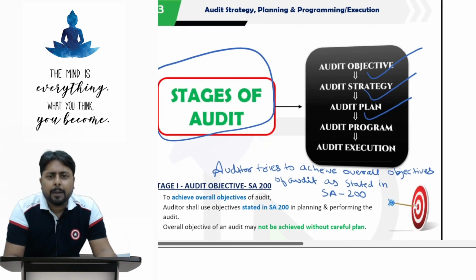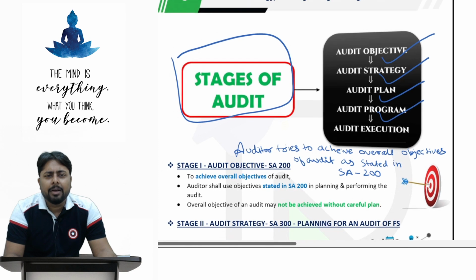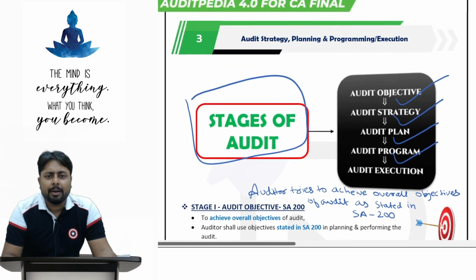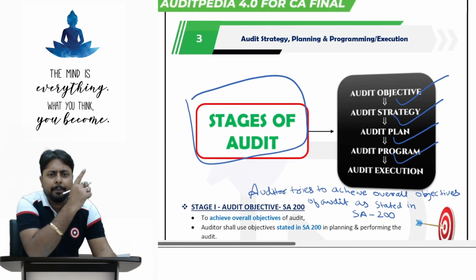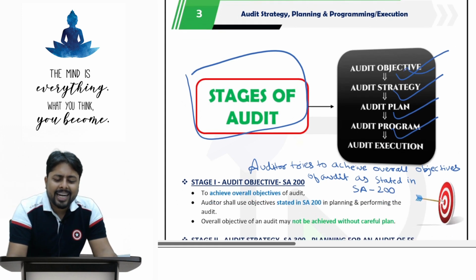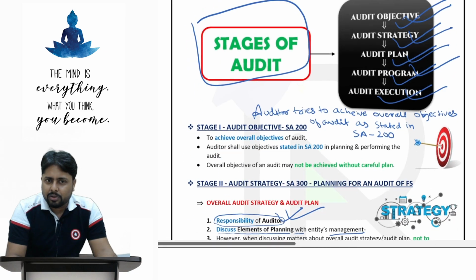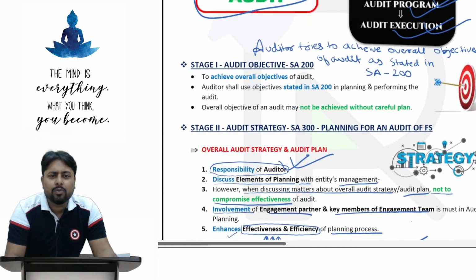Once the planning is done, we formulate the audit program. In the audit program, we allocate work to our different team members. Team member A, you will do this work. Team member B, you will do this work. Team member C, you will do this work. Once the objective is set, strategy is done, planning is done, and audit program formulation is done, we finally execute our audit. So, five stages of audit. Let's discuss each one of them in detail.